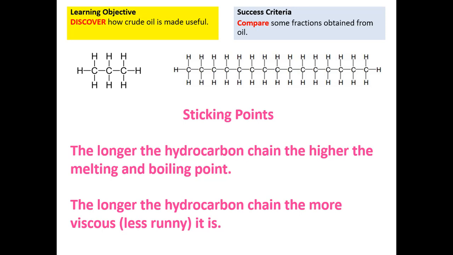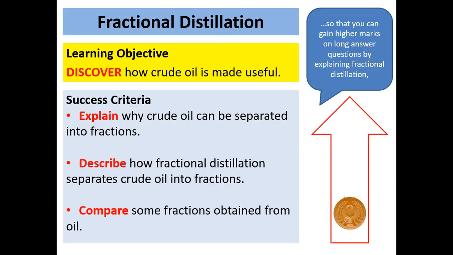And the longer the carbon chain, the more viscous, so the less runny it is. So it's thicker, it doesn't flow or pour as easily. So two really, really important points that we are going to use, especially the one about the boiling point, throughout today's lesson. So what we're going to do now is we're going to describe how fractional distillation actually works.